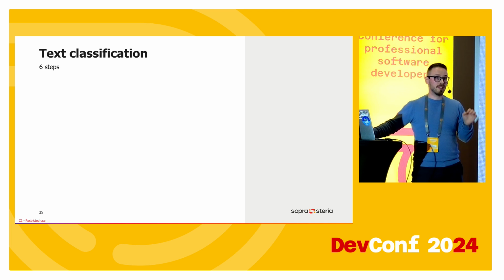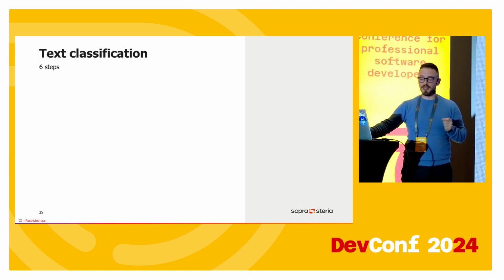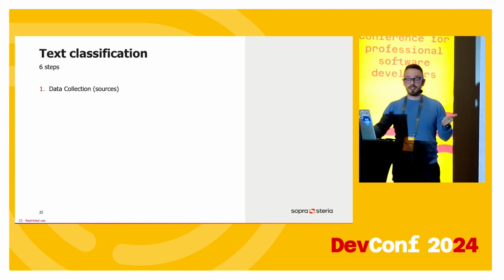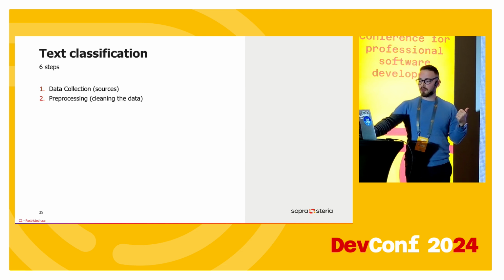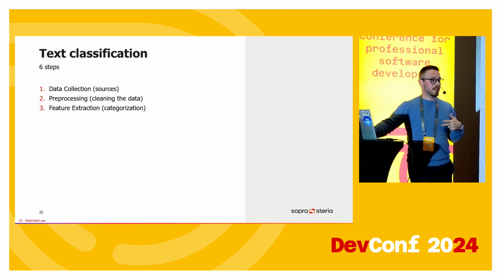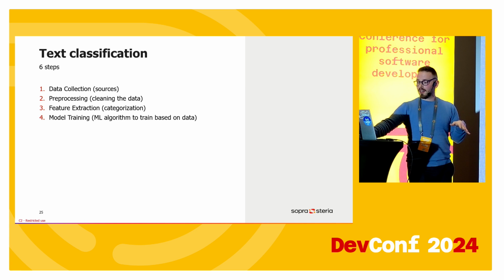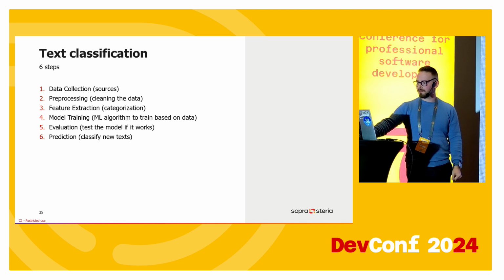And how to do it? It's easy. It's like a 6-step recipe, I can say. First, you need to collect your data. Then you need to clean the data. The third step is categorization. So you have a bunch of data and you need to categorize it into different categories. Then you can train your model. When you train your model with the data which you gathered and cleaned, then you can evaluate if your model is working properly, and then you can use it in real applications.